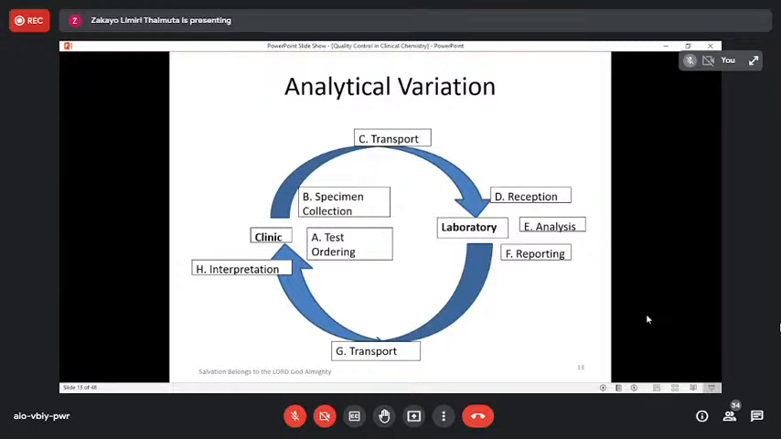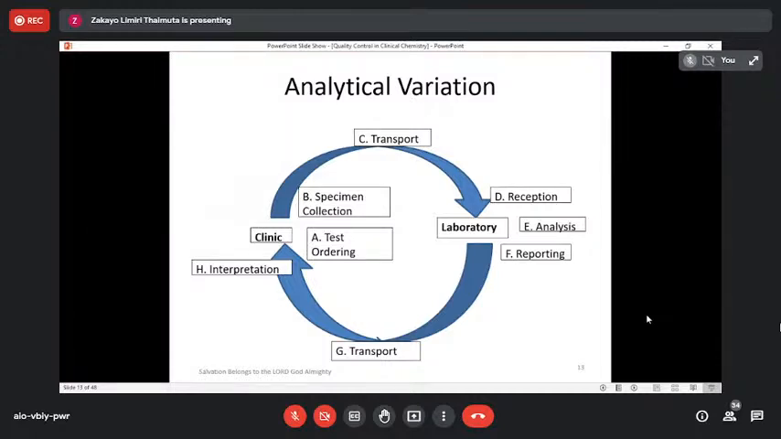Specimen collection. Five things happen. One, you choose the specimen you want to collect. Two, you choose the specimen collecting container. Thirdly, you label the specimen collecting container. Then you determine the quantity of the specimen you want to collect. And lastly, you collect the specimen.